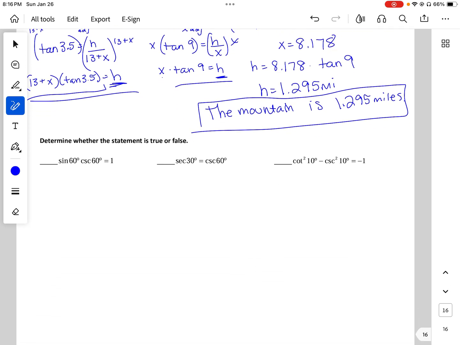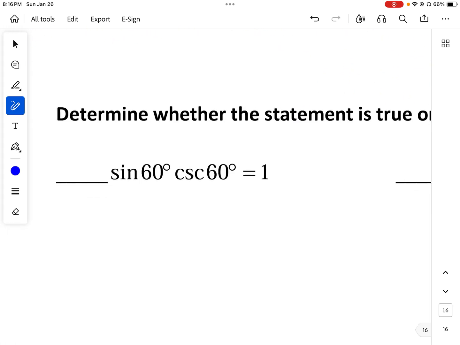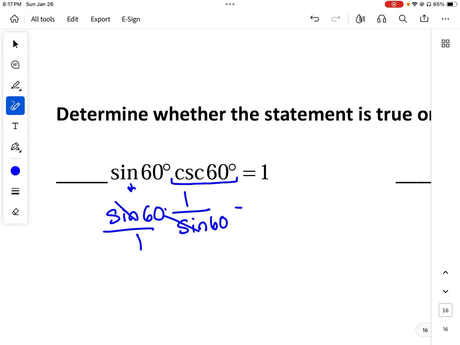Determine whether the statement is true or false. So we got to look at each one of these. All right, we have sine 60 times cosecant 60 equals 1. So if we look back at our rules from previous, our trig ratios, trig identities, remember this guy? This is 1 over sine 60. So we're going to keep this, but I changed out that. Well, when we multiply, these guys will simplify out and it equals 1. So 1 equals 1. So yes, it's true.